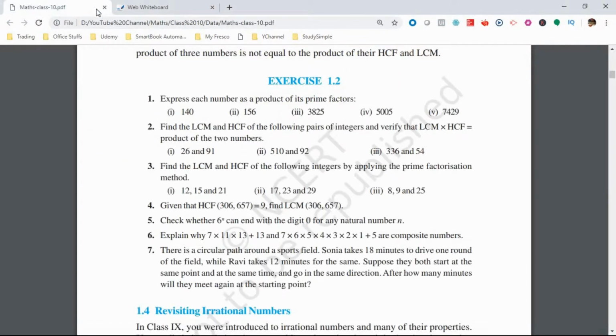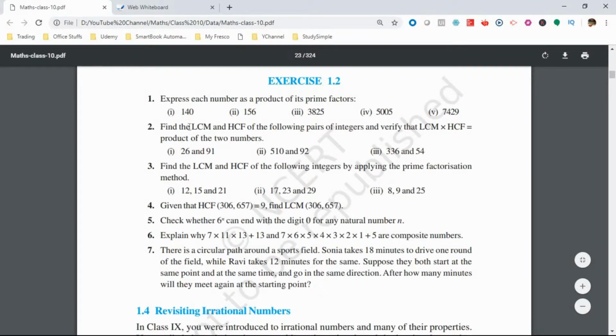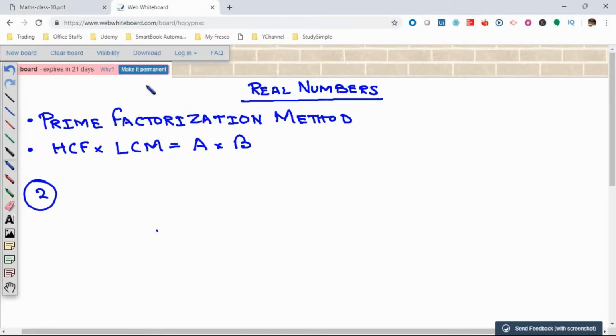Without wasting much of our time, let's do questions 2 and 6. Find the LCM and HCF of a pair of integers and verify that the LCM times HCF is the product of the two numbers. So let's pick up this sum. This is exercise 1.2, and the two numbers are 26 and 91. First we will do it with the prime factorization method, finding the LCM and HCF of these two numbers.